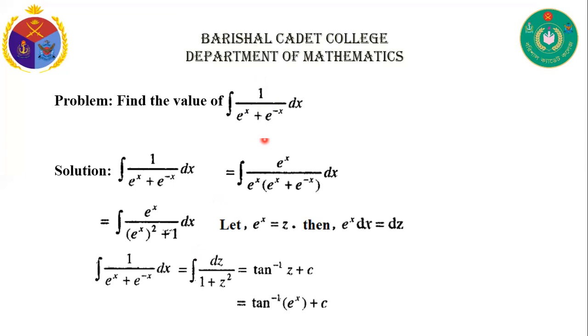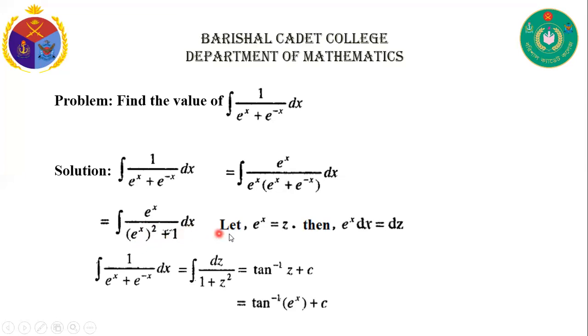How? Here we take common e to the power x, then we get e to the power x minus, here also e to the power x. We multiply e to the power x in numerator and denominator. Then e to the power x and e to the power x multiplying gives e to the power x whole square, and here e to the power minus x and e to the power x will be eliminated, that is 1. So we get e to the power x by e to the power x whole square plus 1 dx.